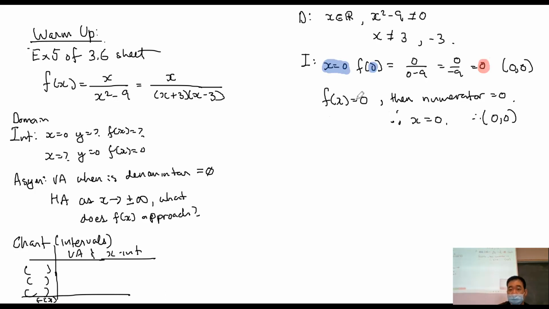Okay? In the same way, if my y value is a 0, that means my numerator equals a 0, which means my x value has to be a 0, right? Because remember, this part. Okay, my asymptotes.